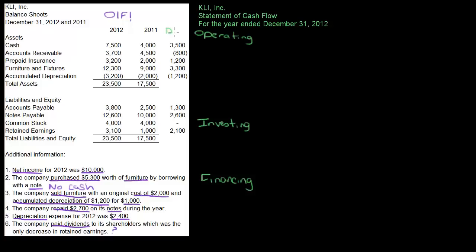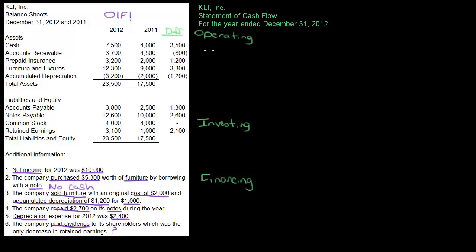I'm going to put here just so that you know that this is my difference column. So this is the difference between the 2012 and 2011 balances for all of my accounts. We've got our differences, we've gone through all of our information, so let's start the cash flow statement.